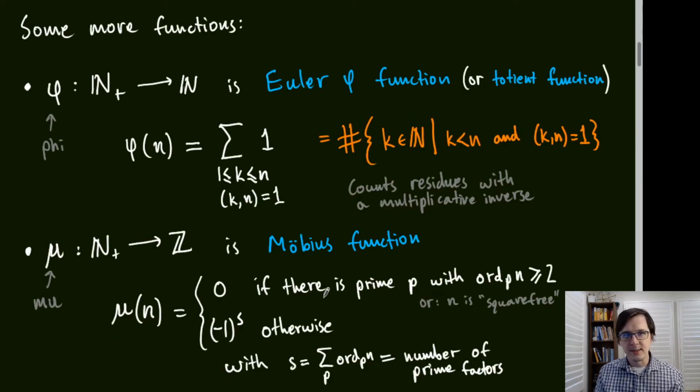There are two other functions we'll look at, and the phi function is going to be important for a generalization of Fermat's little theorem in a couple lectures. And so phi, known as the Euler phi function or the totient function, is the number of all k less than n such that k is coprime to n. So it's the number of residues mod n with a multiplicative inverse. So we could also write it in the sum notation if we wanted.